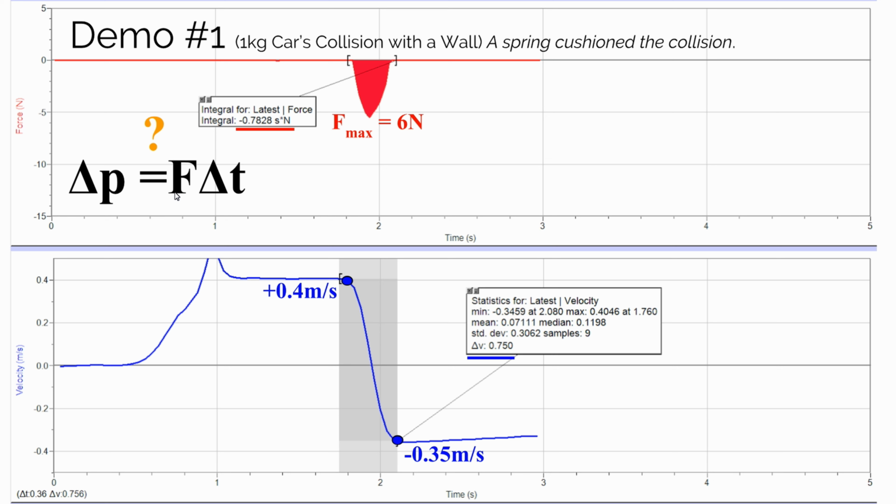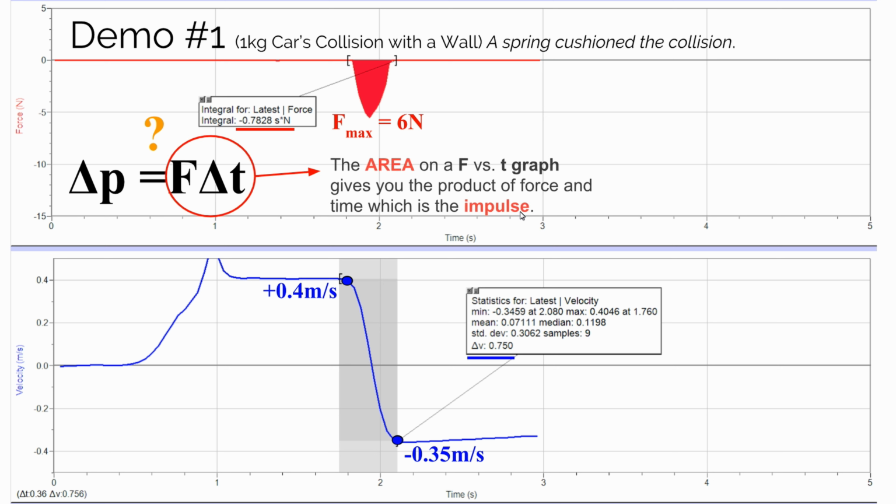So if we want the product of force times time, we just need a force versus time graph, which we have, and it turns out that the area on a force versus time graph gives you the product of force and time, which we defined as impulse. So using our graphical analysis software, we found the integral, which is just another word for area, between the force that was plotted and the zero force. And so this shaded in red region right here is the area that has a value of negative 0.7828 newton seconds.